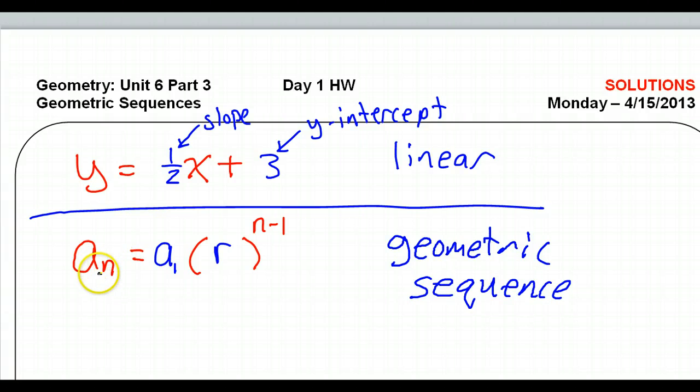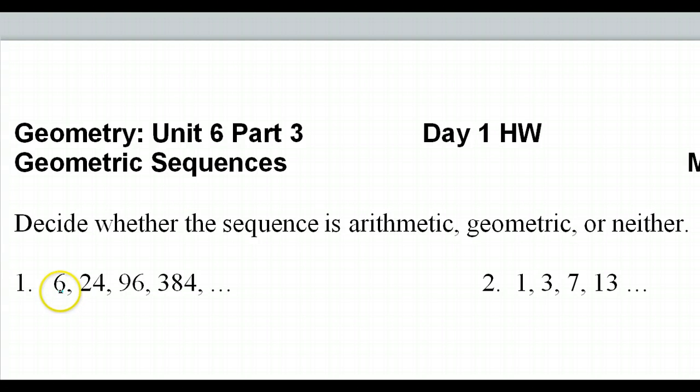A_n represents the nth term of the sequence, first of all. In other words, looking at other sequences that we've had, if I have a sequence that goes 6, 24, 96, 384, the first term would be called A1. The second term would be called A2, and so on. This 96 is A3, 384 is A4. So putting A and then a number represents that particular term in the sequence.